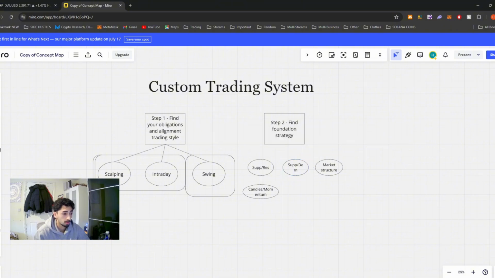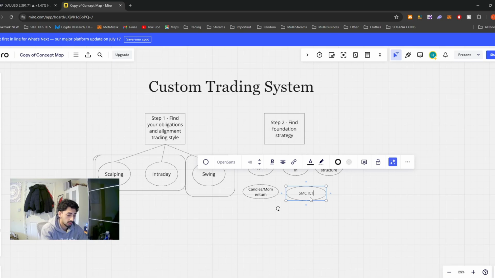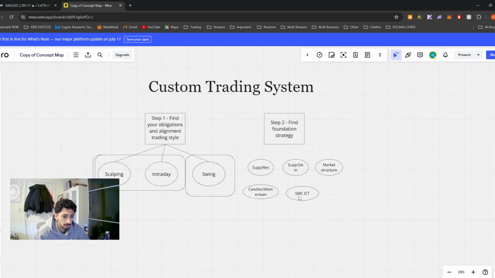There is ICT. Let me write here. There's SMC, ICT as a strategy. I believe you can learn these for free online. However, to really answer the questions and stuff, you might need a mentor. But that's entirely up to you.